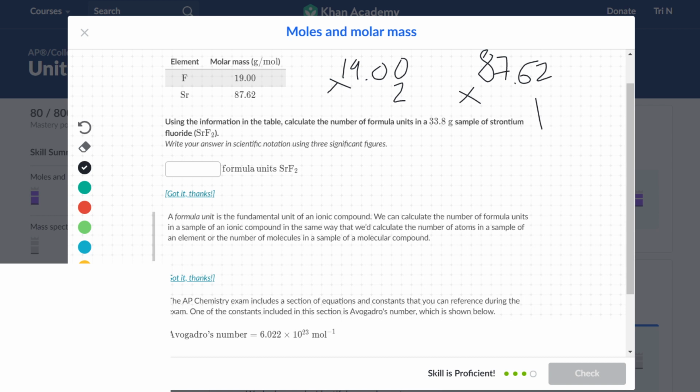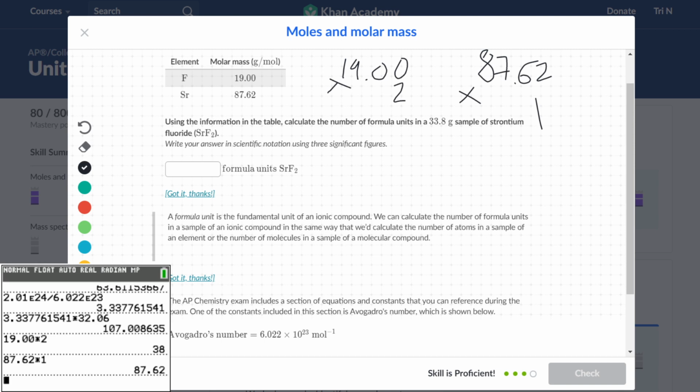If we put the equations that I have written down into our calculator, that should give us the individual element molar masses, and later on we can add them up to make the molar mass of strontium fluoride. So let me show you the molar mass of each element. For fluorine, that will be 19 times 2, which is 38. And for strontium, that will be 87.62 times 1, which is the same, 87.62.